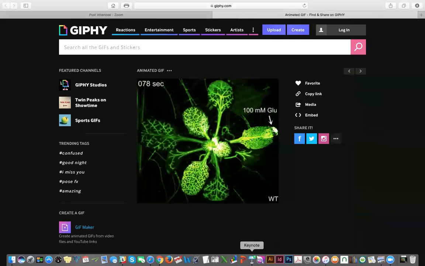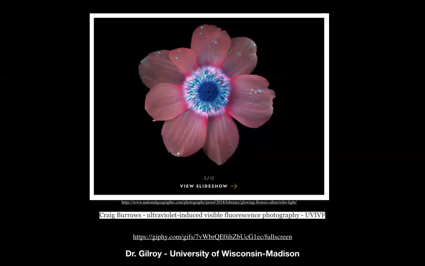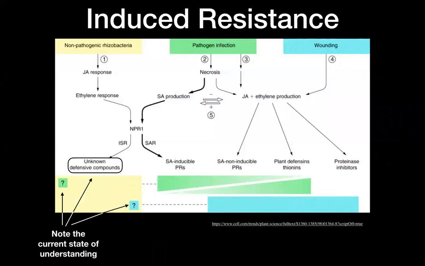All right, let's see if I can get back into the presentation. All right, so we've talked a little bit about up top. We've got pathogen infection we talked about with the salicylic acid. We talked about wounding, jasmonic acid. There's this other side, and what we have up here is non-pathogenic rhizobacteria. We usually talk about plant growth promoting rhizobacteria, so our beneficial organisms. And they can do what's called an induced systemic resistance.